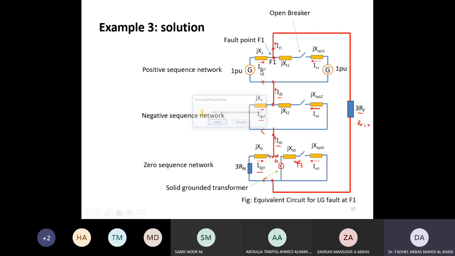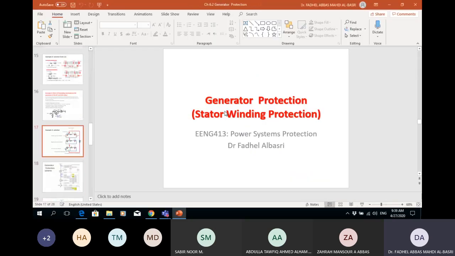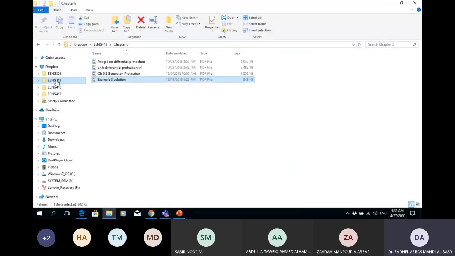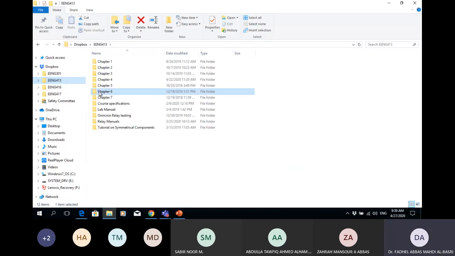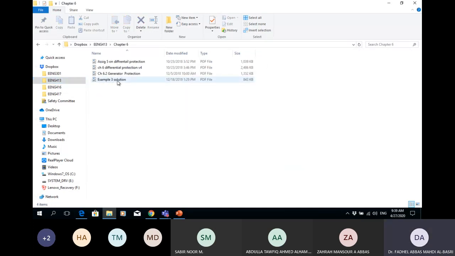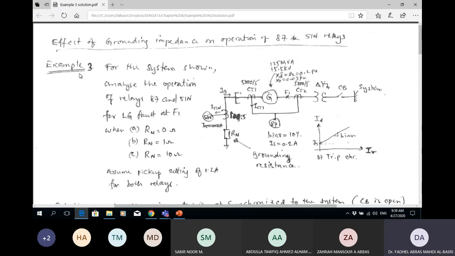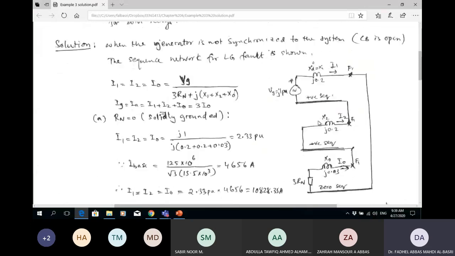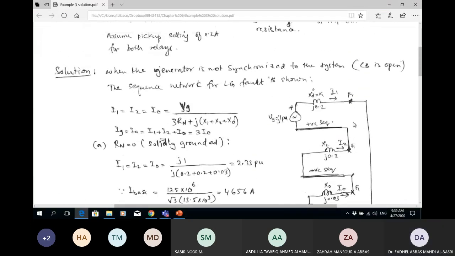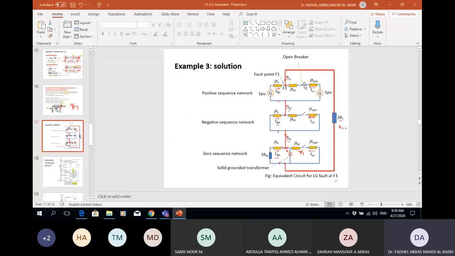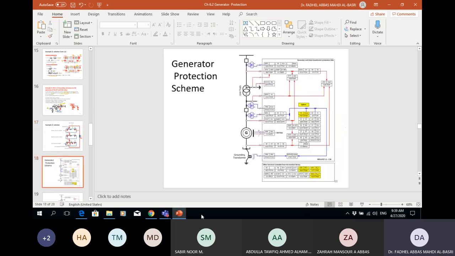The solution of this is in the Dropbox in chapter 6, under example solution. So when you open that, this is the example solution, and this is the network. As I can see, I'm opening here, so there's no need to draw all of this part because there's no current flow from the system. It's like an open circuit here, so I'll just draw the generator side.